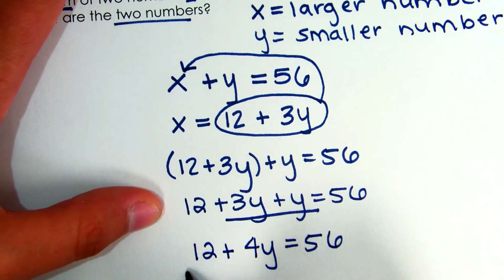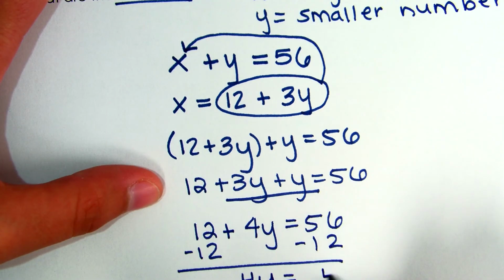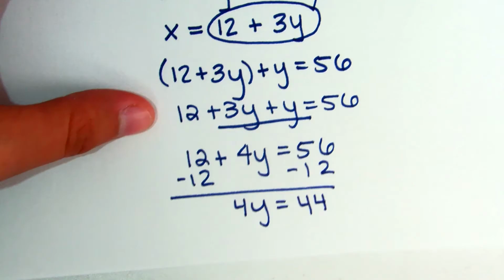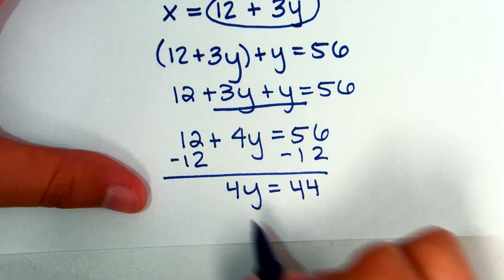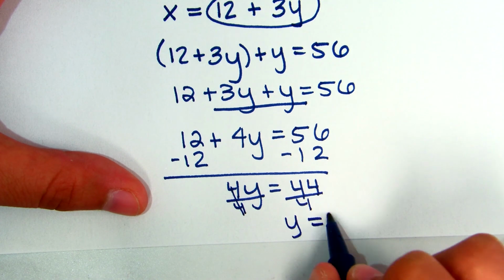I need to get y alone. Subtract 12. So 4y equals 44. Oh, I'm sorry, came off the bottom of the page here. Divide by 4, and I get that y equals 11.